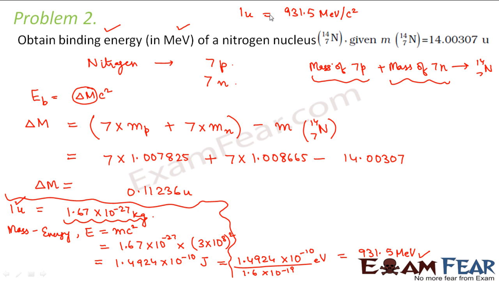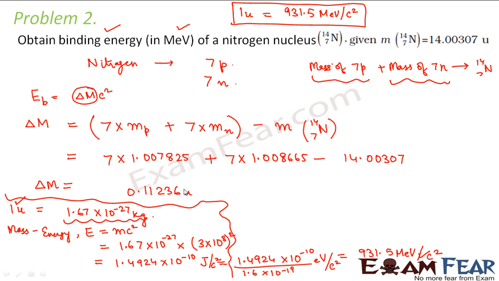So one atomic mass unit becomes 931.5 mega electron volt per c square, because here we have multiplied it by c square. So that means this c square has to be taken into account. So this is divided by c square, because here I have multiplied it with this c square. So this atomic mass unit is this much, right?